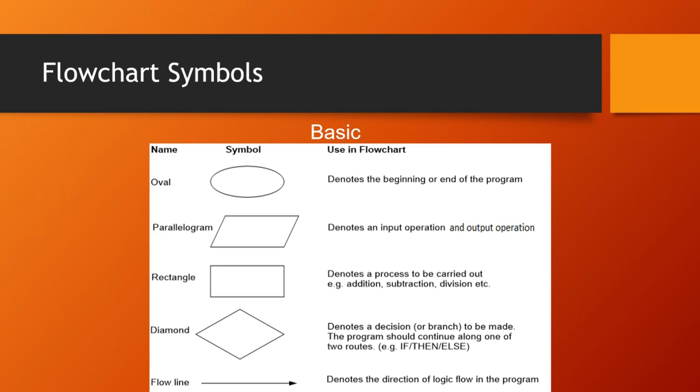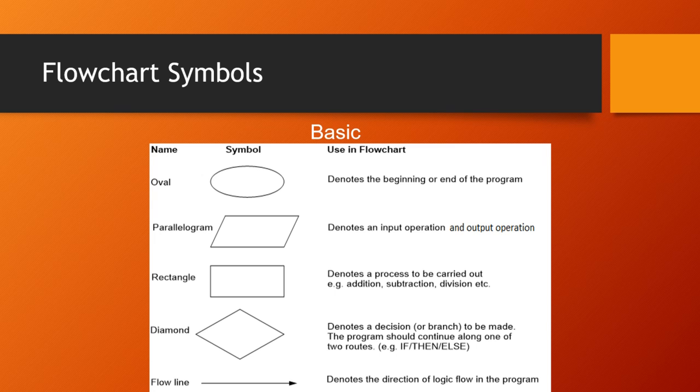The oval denotes the beginning or the end of a program. The parallelogram denotes the input operation and output operation. A rectangle denotes a process to be carried out, for example, addition, subtraction, division, or any other processes. A diamond denotes a decision or branch to be made. The program should continue along one of the two routes. So this is your if-then-else. And of course your flow line, which denotes the direction of logic flow in the program.